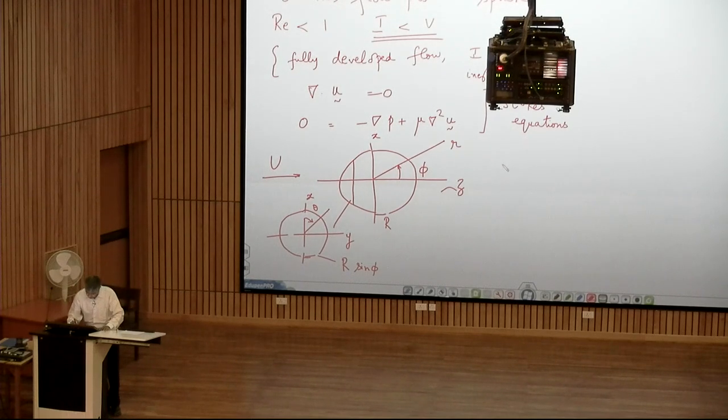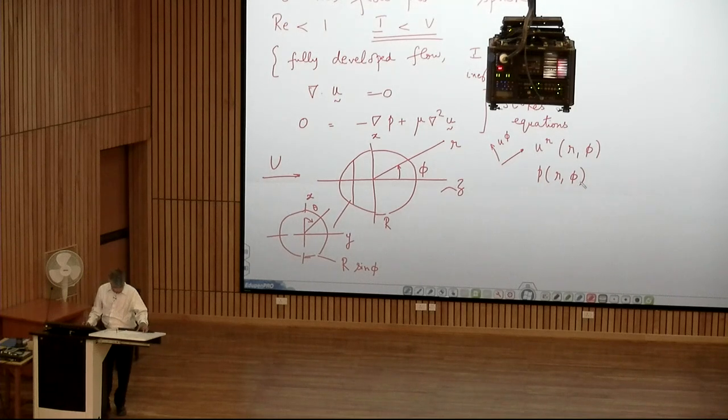So, the velocity components are u r, u phi, and these are functions of r and phi. Similarly, p is a function of r and phi, and the solution was written last time. So, just repeat those solutions.